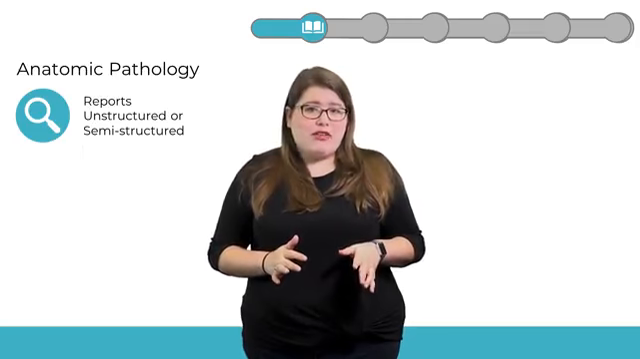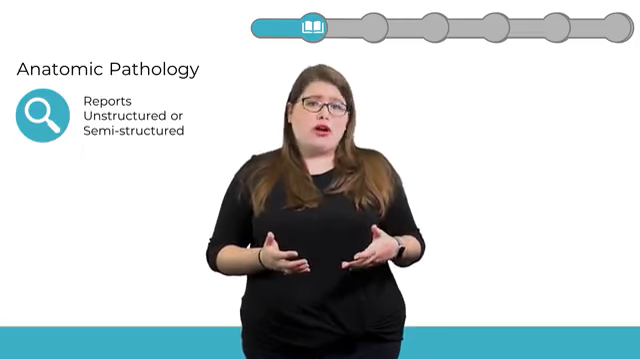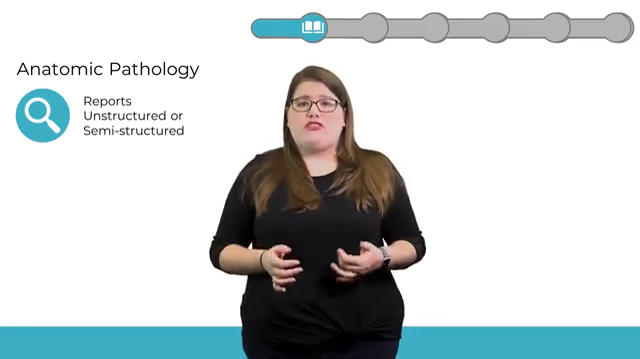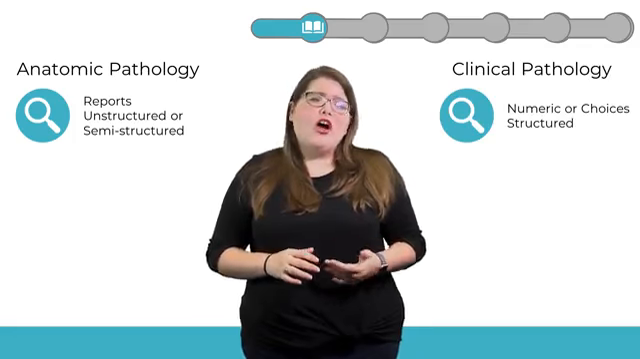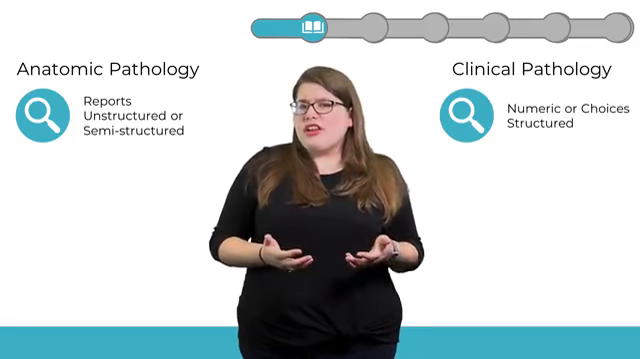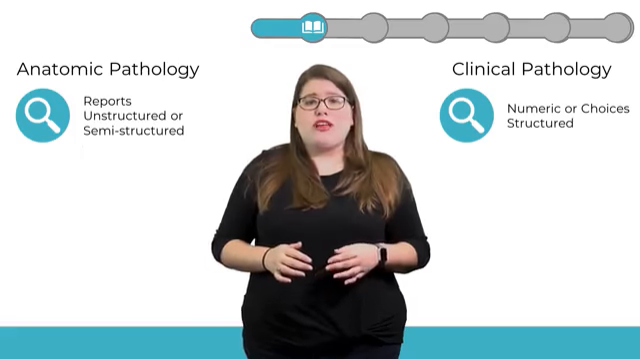As you can imagine, lots of different types of results can come from these tests. Generally, anatomic pathology and molecular diagnostic results are provided as reports that are unstructured or semi-structured. Clinical pathology results, on the other hand, are often numbers or have limited choices like present or absent, and are usually stored in structured formats.